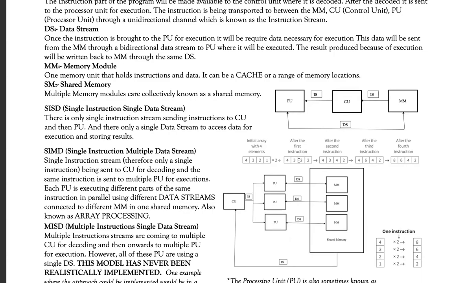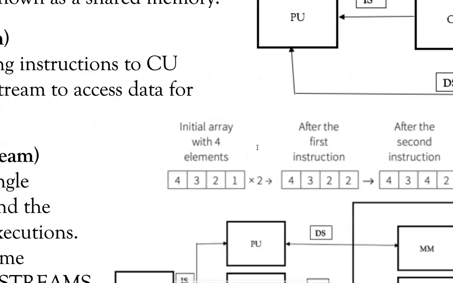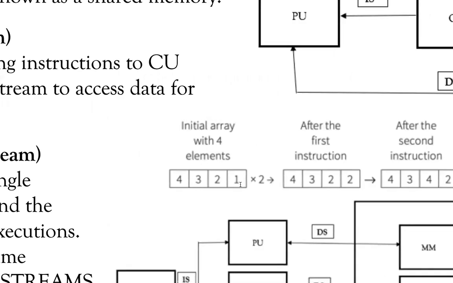Now, to understand this, let's look at this diagram. Let's just say I have an array of 4 elements: 1, 2, 3, 4. The single instruction that I want to carry out is to multiply the individual elements by 2. That is the instruction I want to carry out.